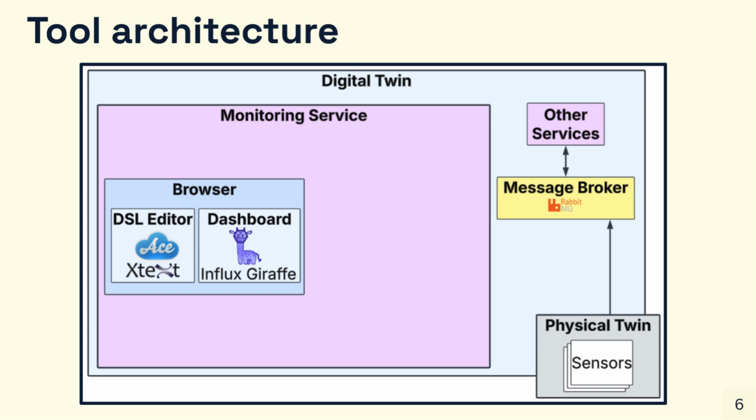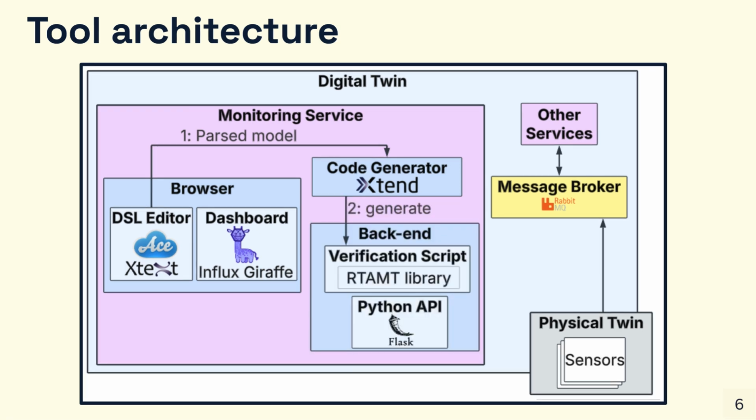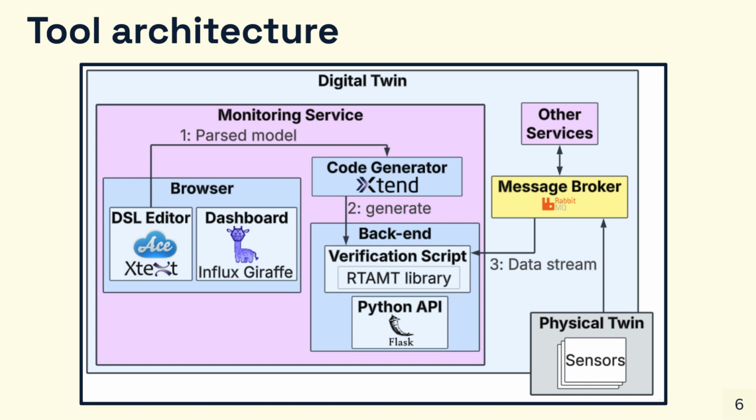runtime. The tool is a monitoring service that integrates into digital twin architectures that use RabbitMQ as message broker. Domain experts write specifications in a web-based text editor. Once this is finalized, the parsed model of the specifications is sent to a template-based code generator, which creates the script that connects to RabbitMQ and evaluates formulas.